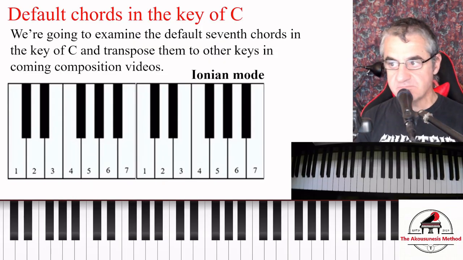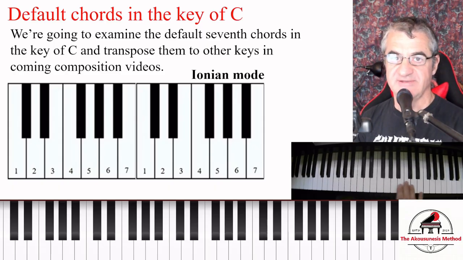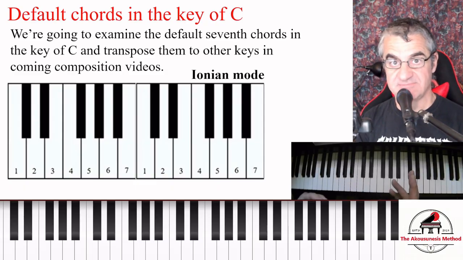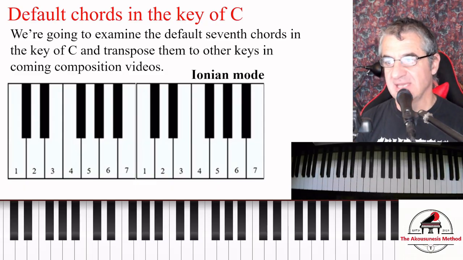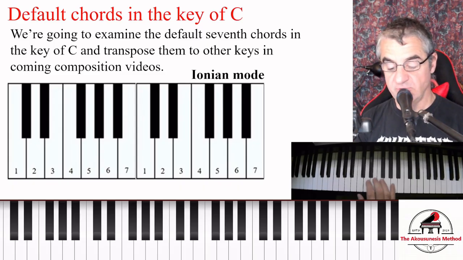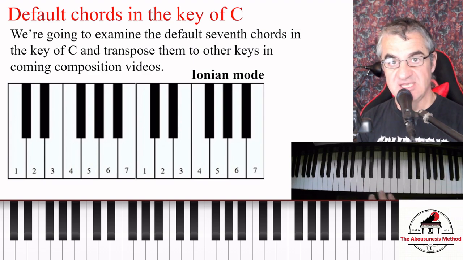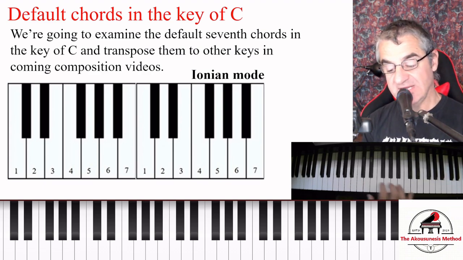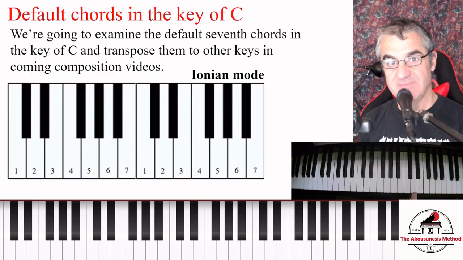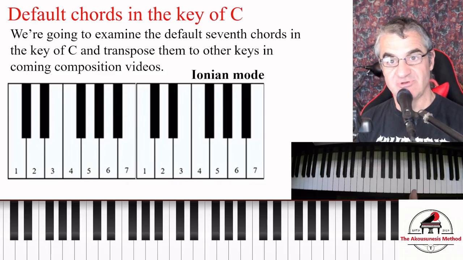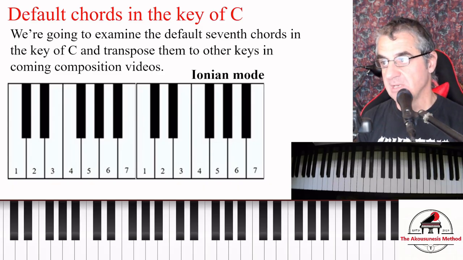So we're going to look at the key of C. We're going to work out all the chords in the key of C, and then we'll be able to transpose that to other keys. Okay? And we'll do that in coming composition videos. But I'll transpose it to, say, the key of G and the key of F, just to show you how we can easily transpose it, right? And we keep our gaze on the keys so you can make the transition easy.